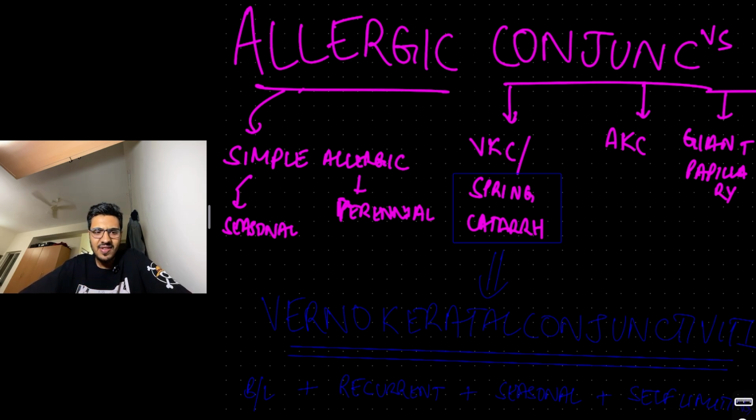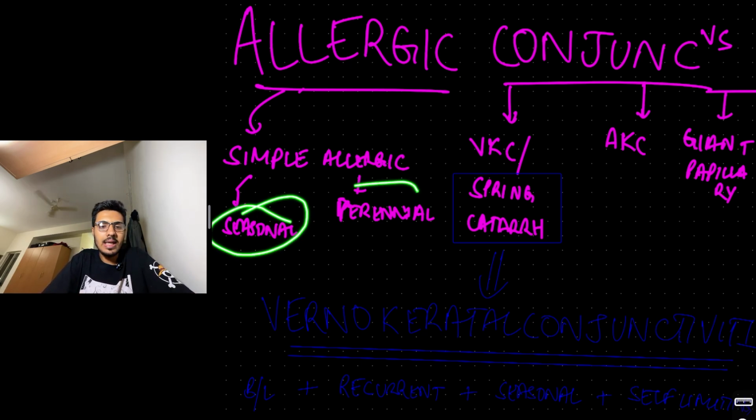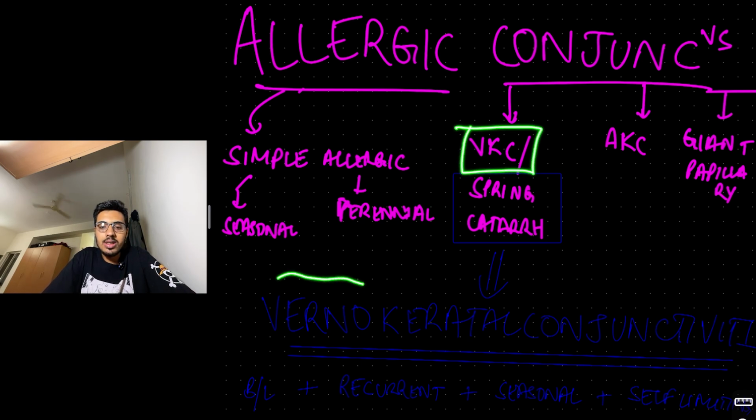So first, the classification. We have simple allergic conjunctivitis, where you just have an allergy. It can be a seasonal allergy, it can be a perennial allergy throughout the year, or specifically in some seasons. Then, very important, VKC, vernal keratoconjunctivitis.